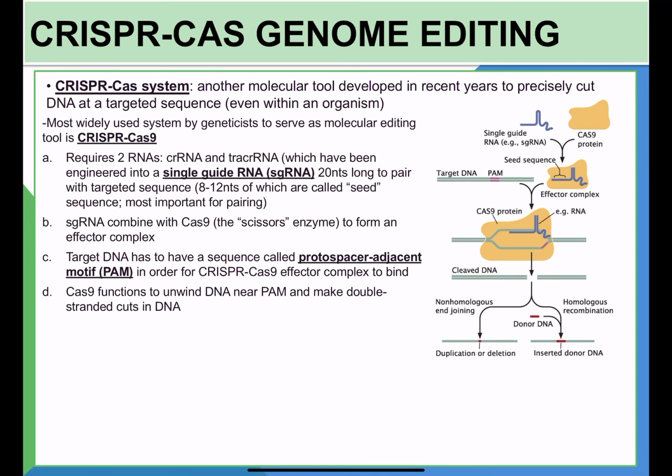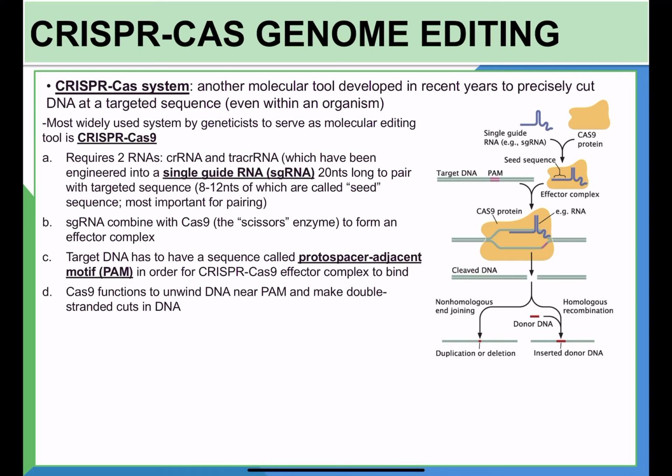So the specific CRISPR-Cas system that is most widely used by geneticists as a molecular editing tool, kind of like Microsoft Word Office, is the CRISPR-Cas9 system. I know we have already mentioned the basic mechanism of this system, but now we're going to dive a little deeper into the details and things required for this system to work properly.